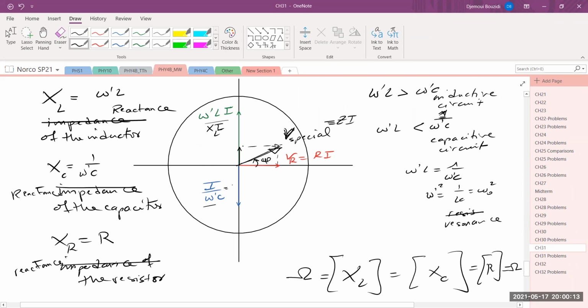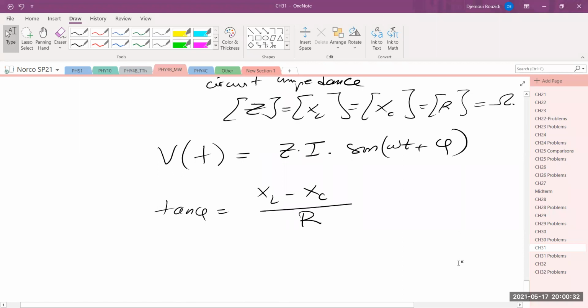And this whole thing is XC times I. And this whole thing is XR times I, or R times I. So if I divide this, the opposite divided by the adjacent, that is actually the tangent, okay? And that is exactly how we found this phase shift.